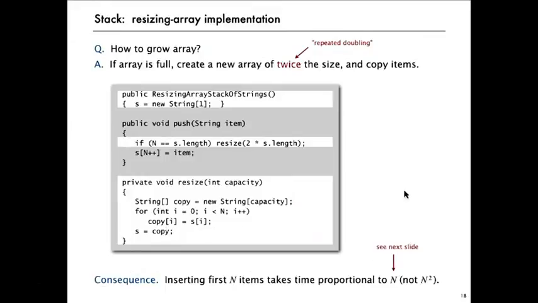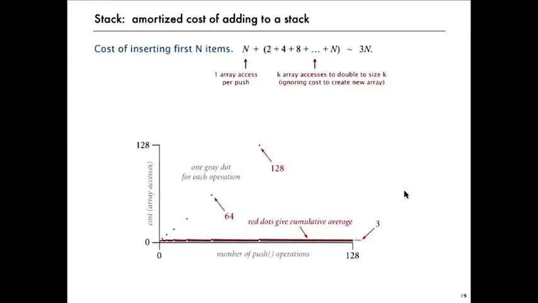So the consequence of this is that if you insert n items into a stack with this array representation, the time will be proportional to n, not n squared. And the reason is that you only create a new array every time it doubles. But by the time that it doubles, you've inserted that many items into the stack. So on average, it's like adding a cost of 1 to each operation.